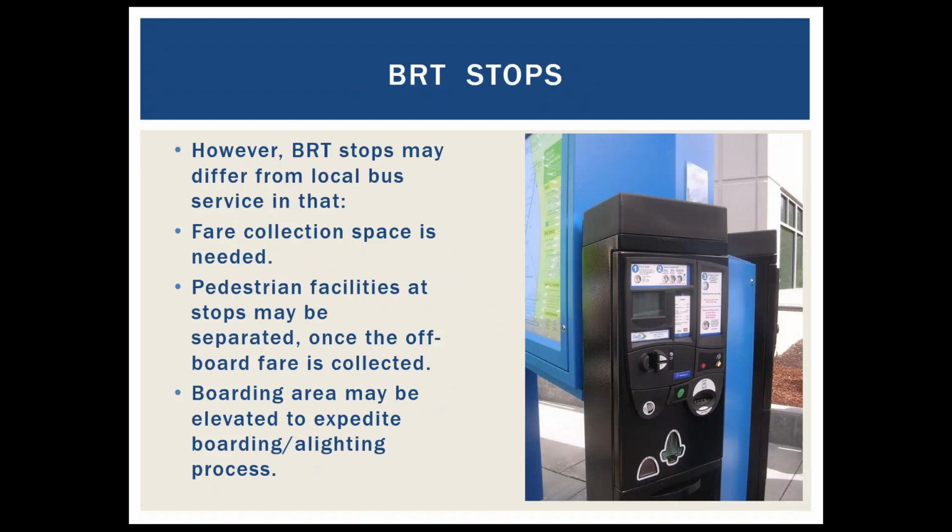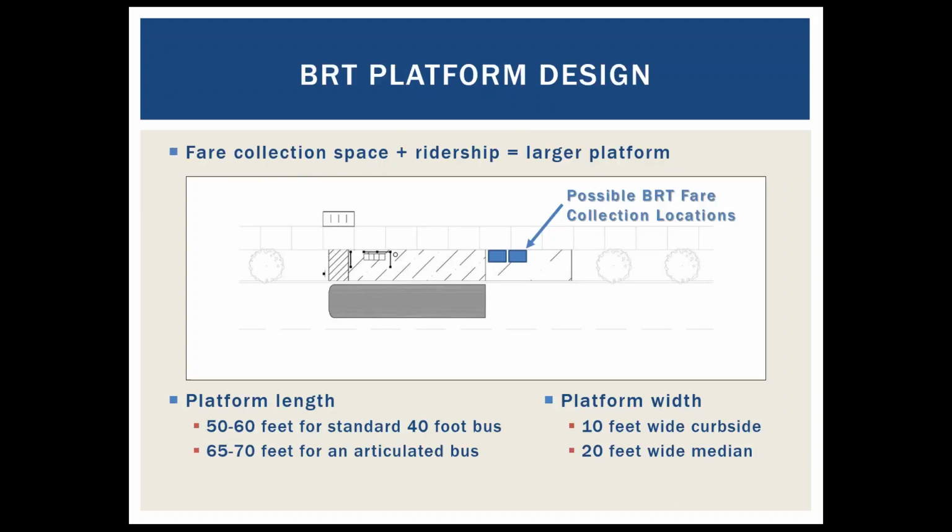The differences with BRT is that often fare collection space is needed. Again, that's to expedite the boarding process. Pedestrian facilities may be separated so that when their fares are collected, they're in a separated space. And then the boarding may be elevated as well to be like a platform to expedite the boarding, and the lighting. So all these elements together are sometimes referred to as a platform.